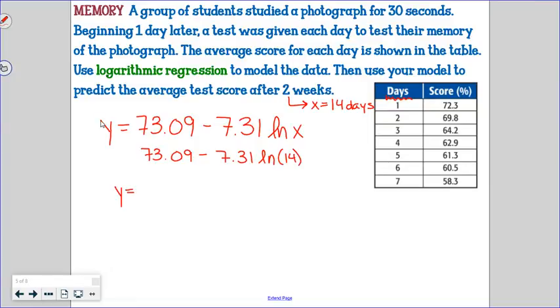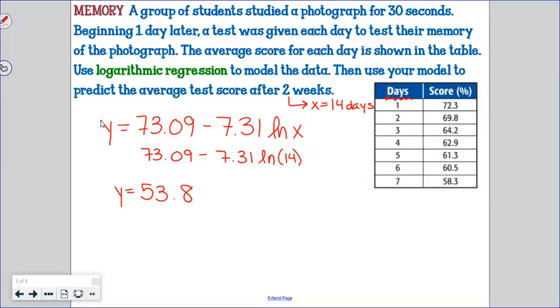Has your table agreed on an answer here? 53.8. Okay. Percent, right? If I were talking labels here, it'd be 53.8%. Does that seem to make sense? Probably. Okay, so that's one type of question you're going to have where it directly tells you which regression equation to use.